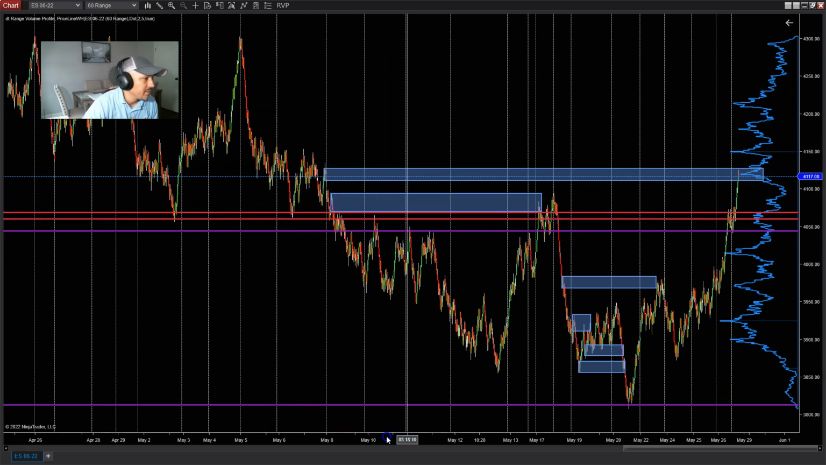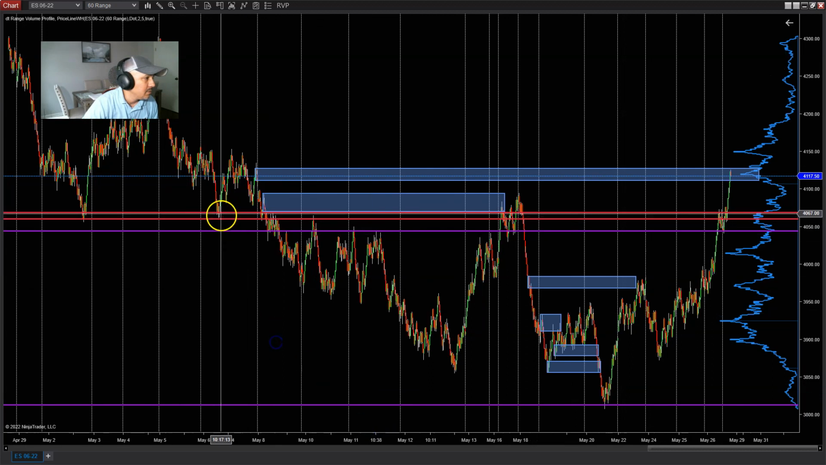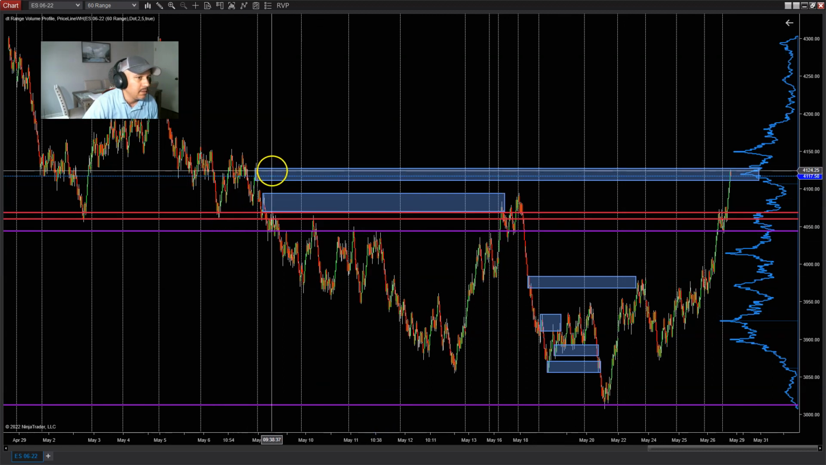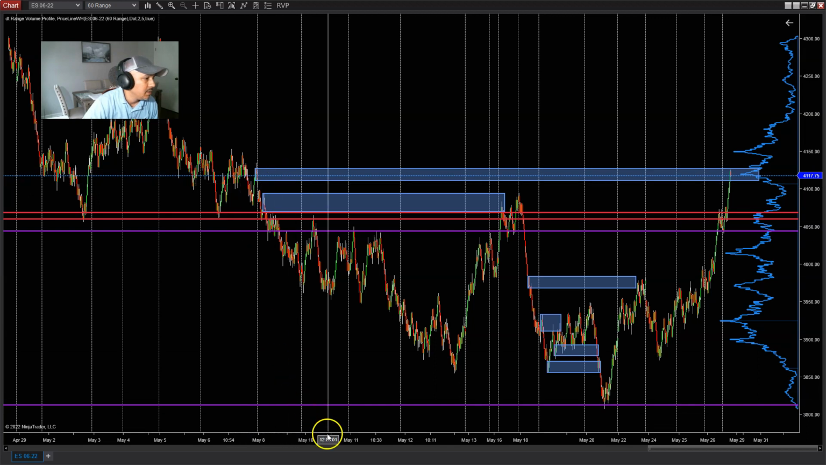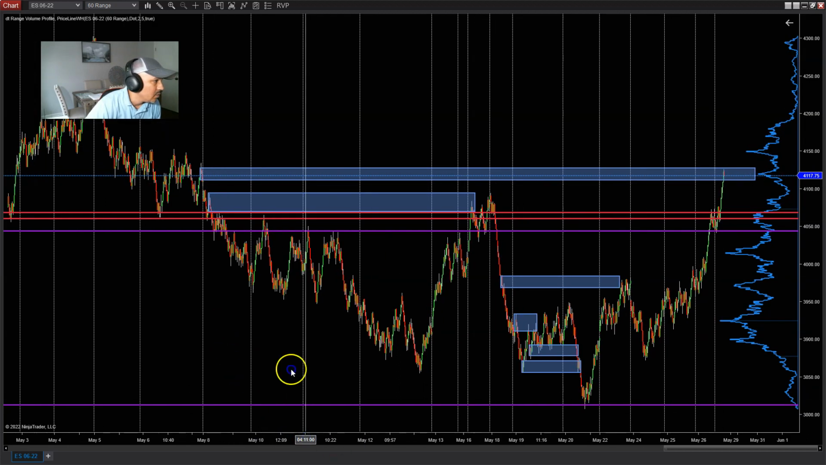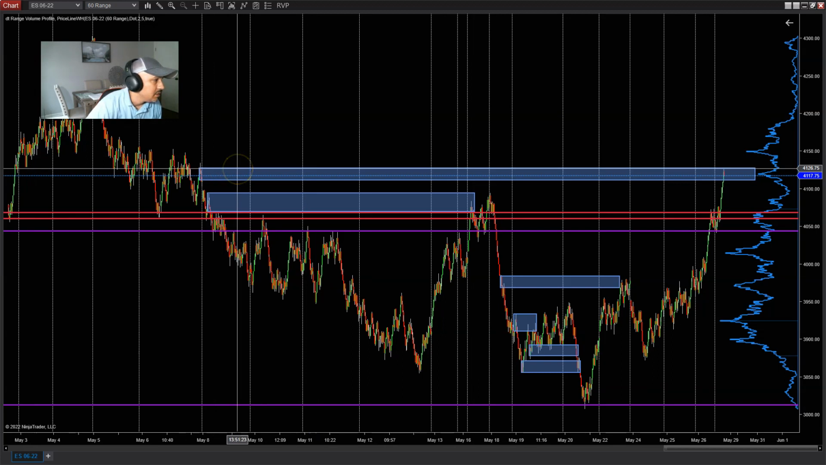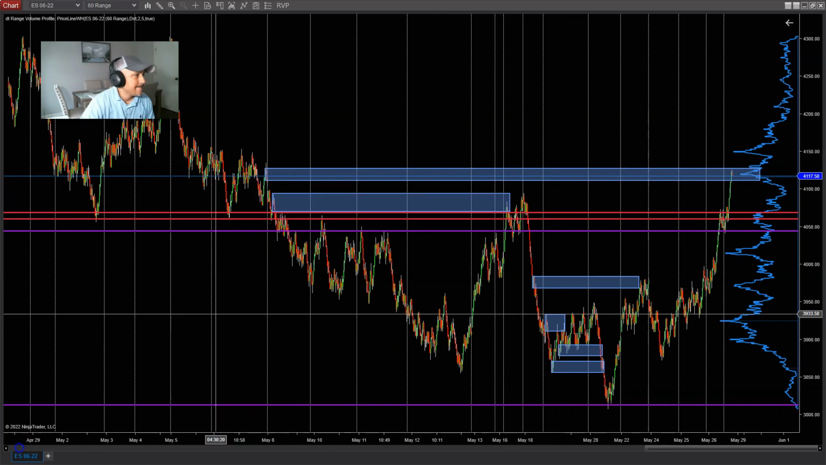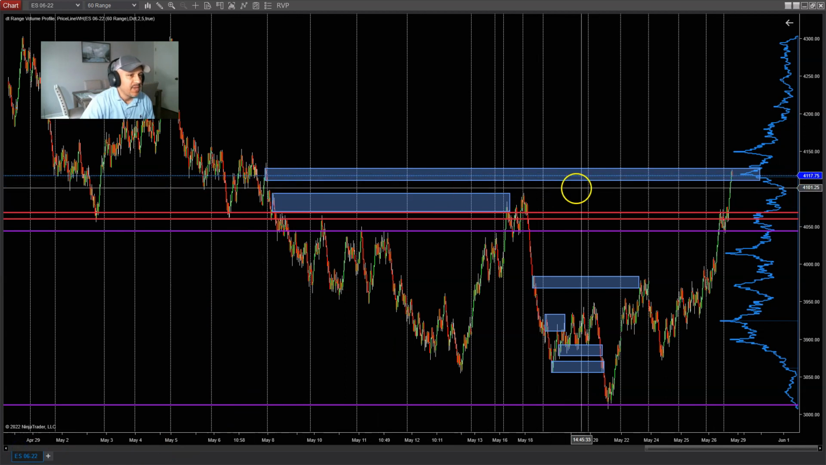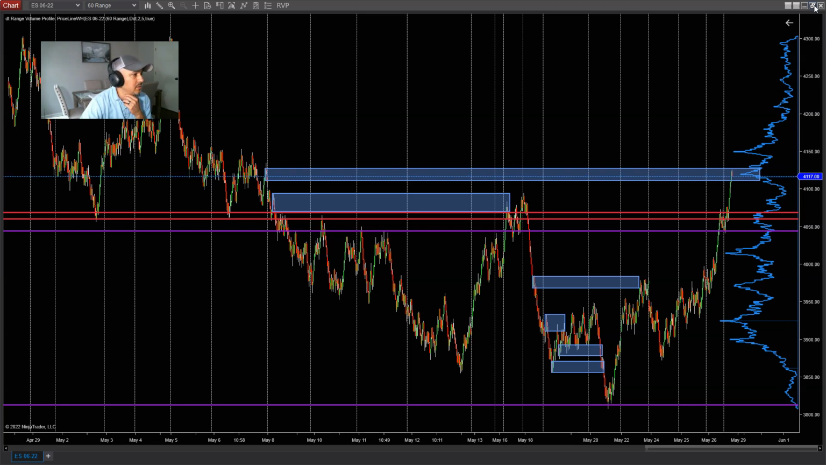Actually, let me take a look at one thing. I wasn't paying attention here. Yeah, so right here, price is bouncing. You can see it, we're at a high volume area on the 60 range. Let's see if price is going to continue breaking to the downside. Probably will.